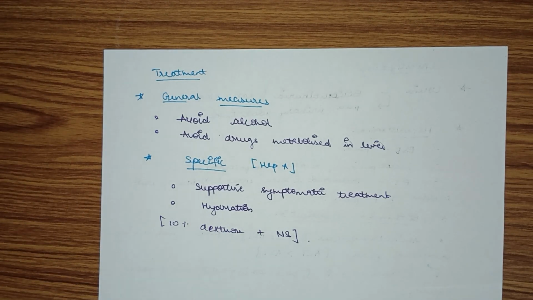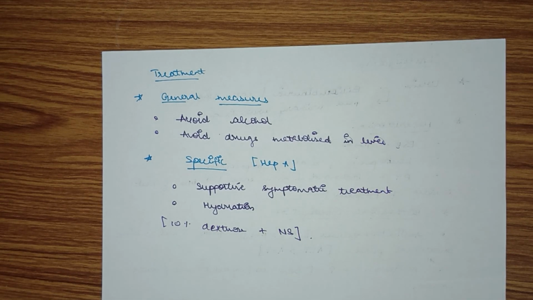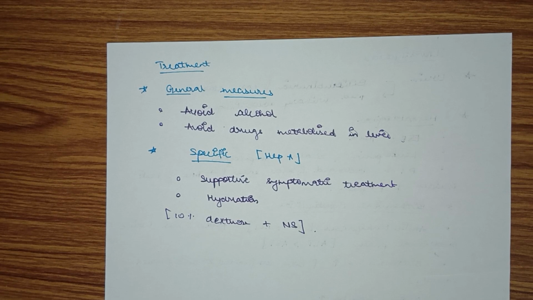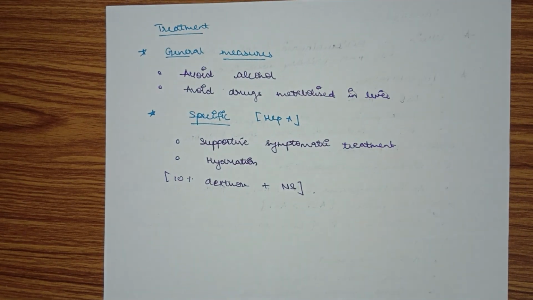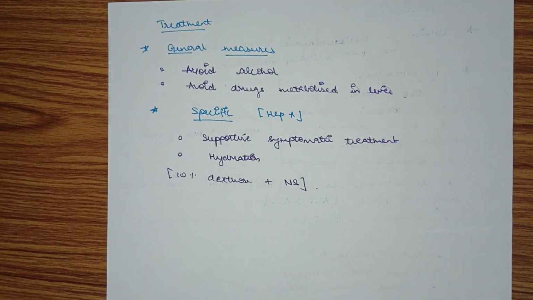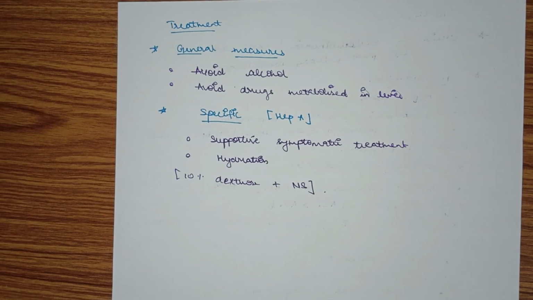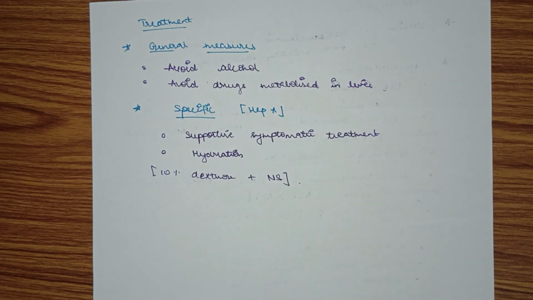Let's look at the treatment of hepatitis A. The general measures will be to avoid alcohol and avoid drugs which are metabolized in the liver, since the liver is affected. The specific treatment of hepatitis A is not much. We just have to give symptomatic treatment and hydration to the patient. Because of nausea and vomiting, we have to give hydration, which includes 10% dextrose and normal saline. But generally there's no specific treatment for hepatitis A virus.